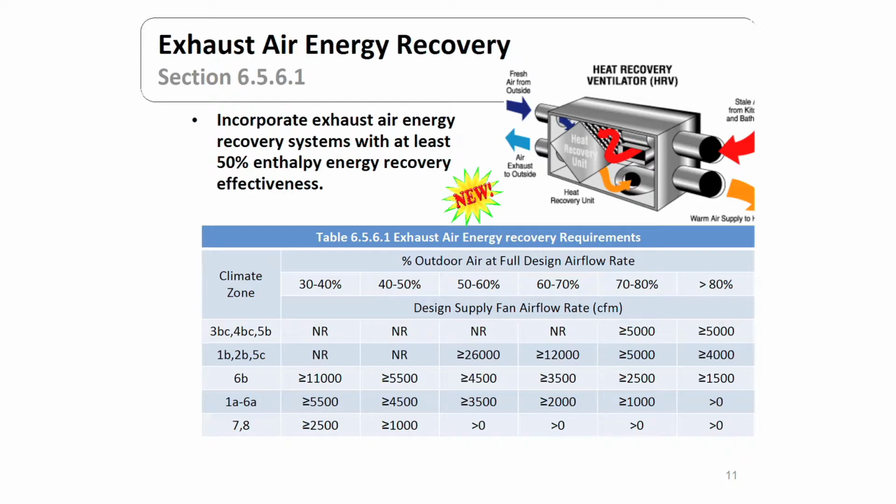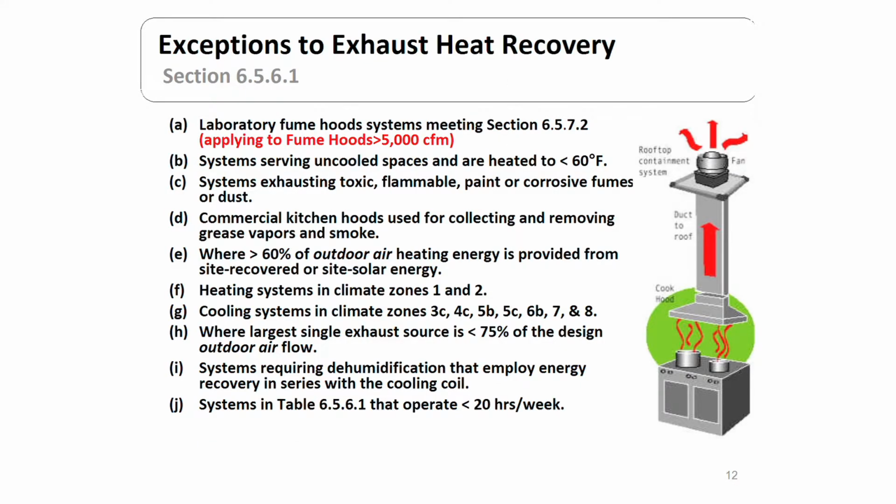The exceptions to this relate to laboratory fume hoods, and there's a particular section that you can look at later possibly that applies to fume hoods that are greater than 5,000 CFM. Other exemptions are systems serving uncooled spaces that are heated to less than 60 degrees, systems that exhaust toxic or flammable paint, corrosive fumes, and so on. Some of the commercial kitchen hoods used for collecting or removing grease vapors and so on.